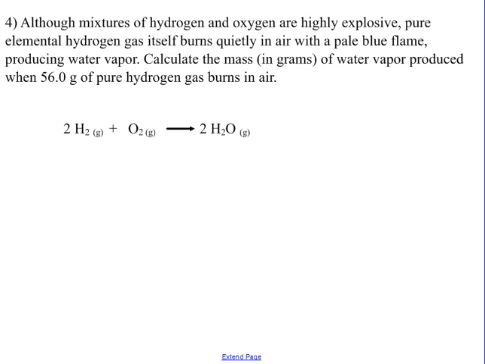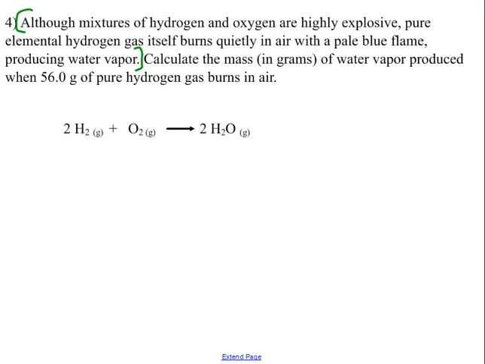One last problem. Now this is more typical of word problems that you'll find. Here we're going to give you a little story about the reaction. Although mixtures of hydrogen and oxygen are highly explosive, pure elemental hydrogen gas itself burns quietly in air with a pale blue flame, producing water vapor. The problem goes on to say, calculate the mass in grams of water vapor produced when 56.0 grams of pure hydrogen gas burns in air. All right, this first sentence is essentially fluff. This is not information that you need to do this problem. It just gives you a little backstory on this equation. It's kind of interesting, but it doesn't make any impact on the problem itself.